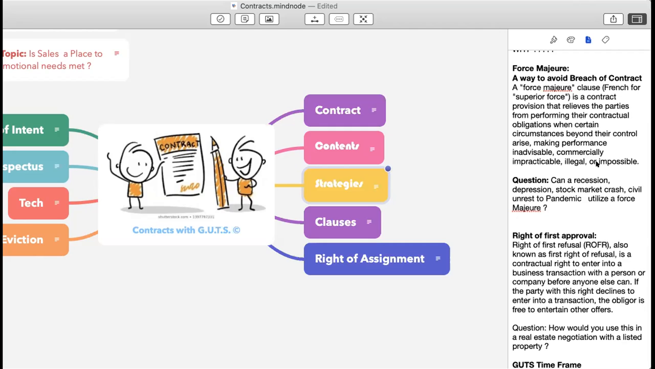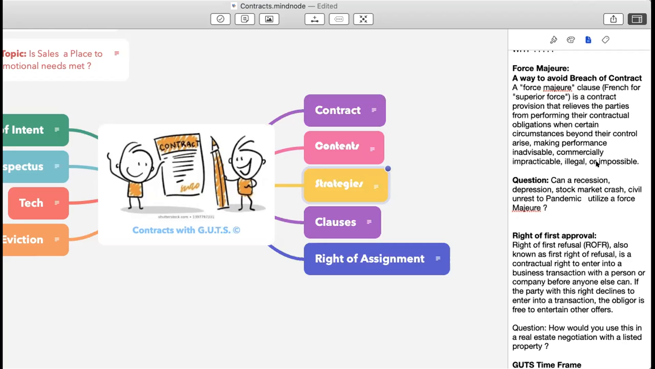I'll send this all to you. Force majeure is an unexpected event. Okay, our president, Donald Trump, used it for his Trump casinos in Atlantic City when we had that big 2008, I think it was. And all the banks were calling in the notes, and he used the force majeure clause in his contract to keep the wolves from the door and force them to renegotiate with him. It's a very powerful thing.